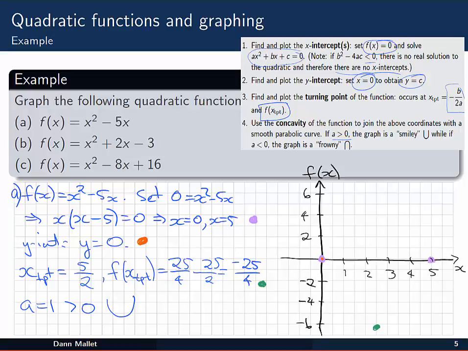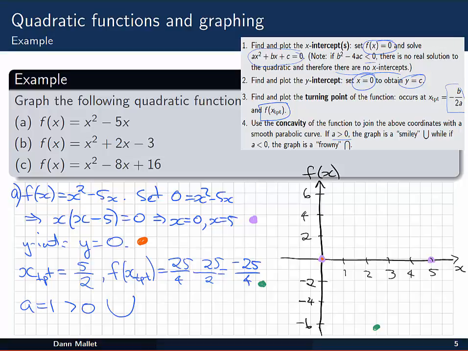To save a little time, I've set this one up. So we've got the f of x-axis, the x-axis, the two purple points are the x-intercepts, the orange point sitting on top of that one is the y-intercept, and down here we have the turning point at 5 on 2, minus 25 on 4. The last thing I have left to do is join them somehow with a parabolic curve with this open up shape.